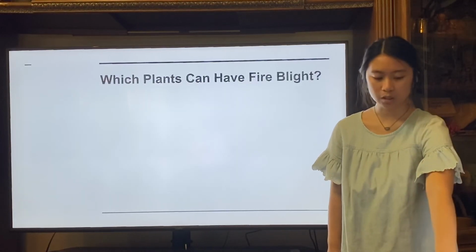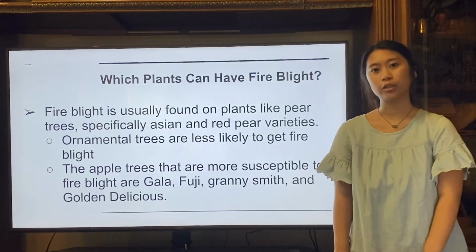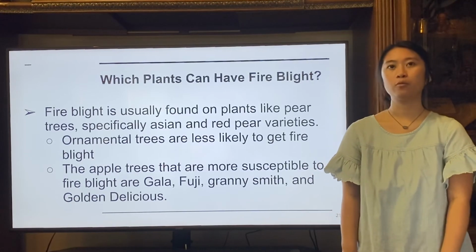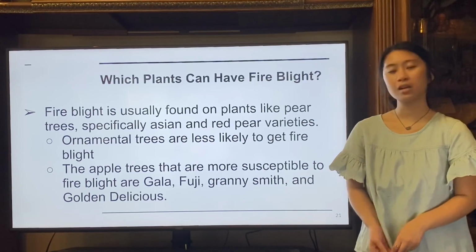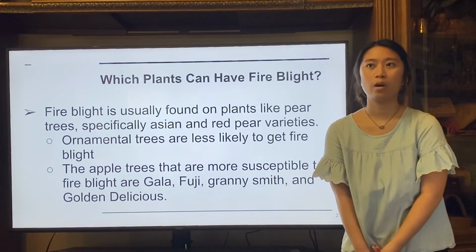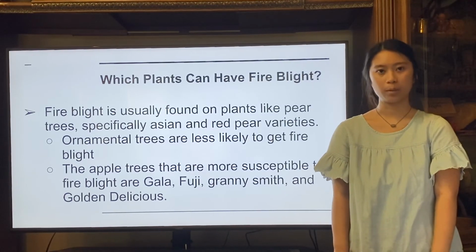And as we talked about earlier, the plants that can have fire blight are apple and pear trees, specifically apples like Granny Smith, Golden Delicious, Gala, or Fuji. But then there are plants that are less likely to get fire blight, which are ornamental trees.